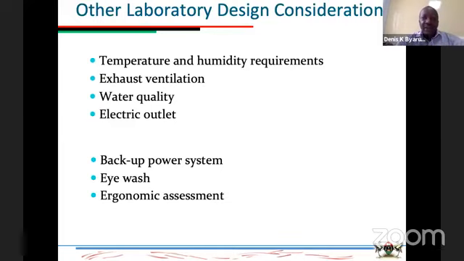Now, you may have other laboratory design considerations, for example, temperature and humidity requirements and exhaust ventilation, again depending on the kind of pathogen, and also your safety requirements. You have to put consideration into your water quality, your electric outlets, depending on the equipment that you have, as well as power backup. In our settings where you may have unreliable power systems, power can go off in the middle of a run, and therefore you must invest in power backup systems. And of course, eye washes and other ergonomic assessments that make your workflow much more comfortable.